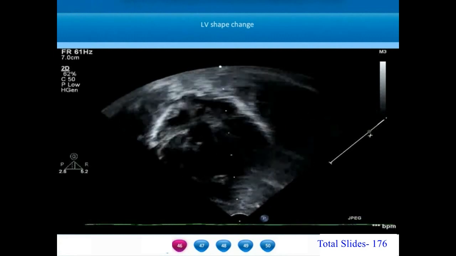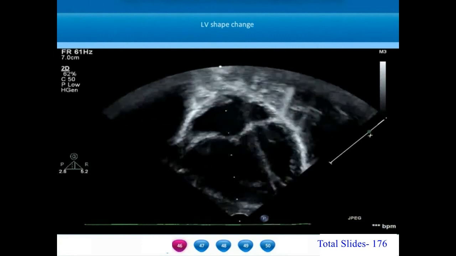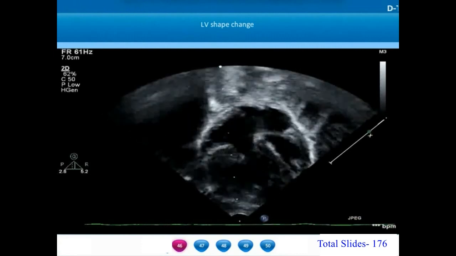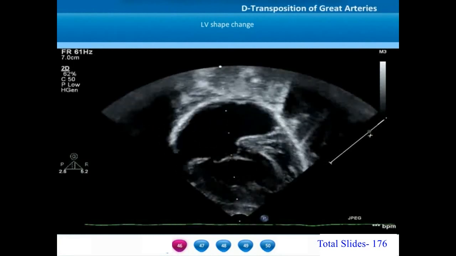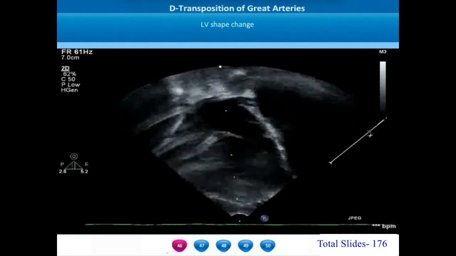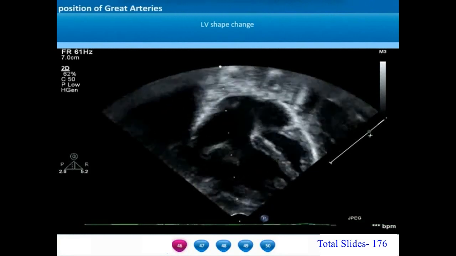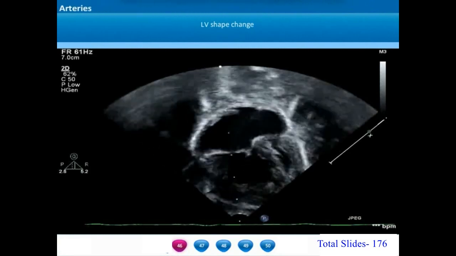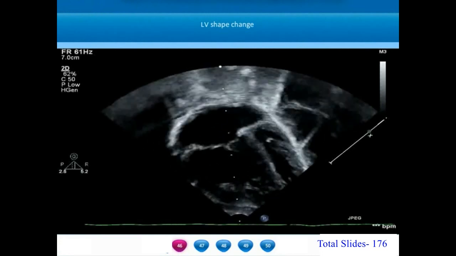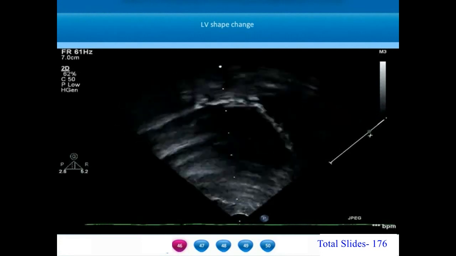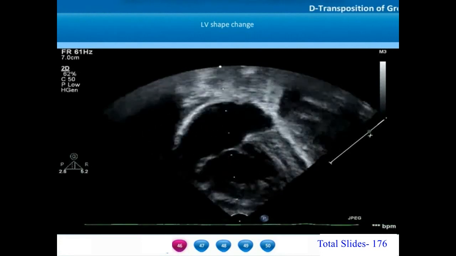In this apical 4-chamber view, we identify the right ventricle to be dilated. The right ventricular systolic contractility is marginally reduced. The right ventricle free wall is very thick. The left ventricle appears to be squashed to one of the corners. The interventricular septum is bowing into the left ventricle in systole. This is an indicator of a regressed left ventricle.